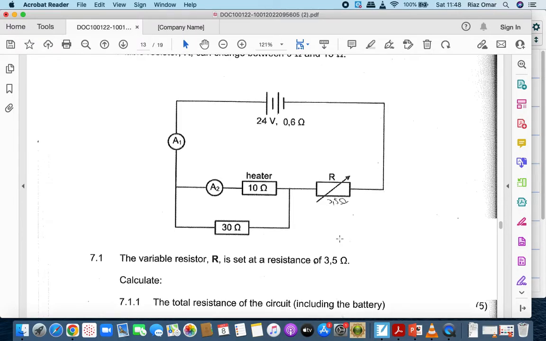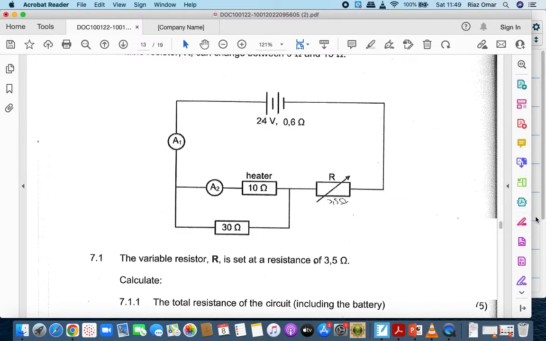Calculate the total resistance of the circuit, including the battery. So you have to work out the total resistance of the circuit. How will we do that? We see here that we have the resistance of 0.6 that's internal to the battery. We have a variable resistor of 3.5 ohms that is in series in the circuit, and we have a parallel connection here. So to work out the total resistance of the circuit, we can work out the parallel resistance here, and add it to the 3.5 and to the 0.6 to calculate the total resistance of the circuit, which will include the battery.